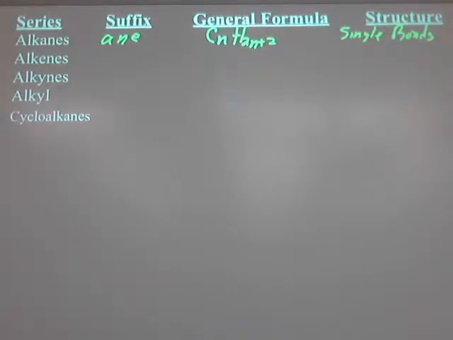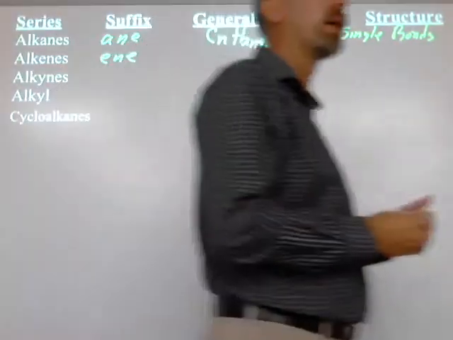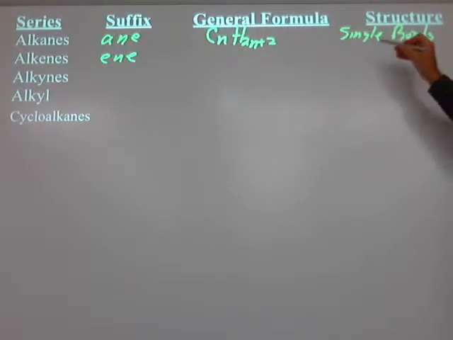How about alkenes? What do you have for the suffix of an alkene? Ene. All right, and of course, the alkenes have what particular structural feature? Double bond. Double bonds.